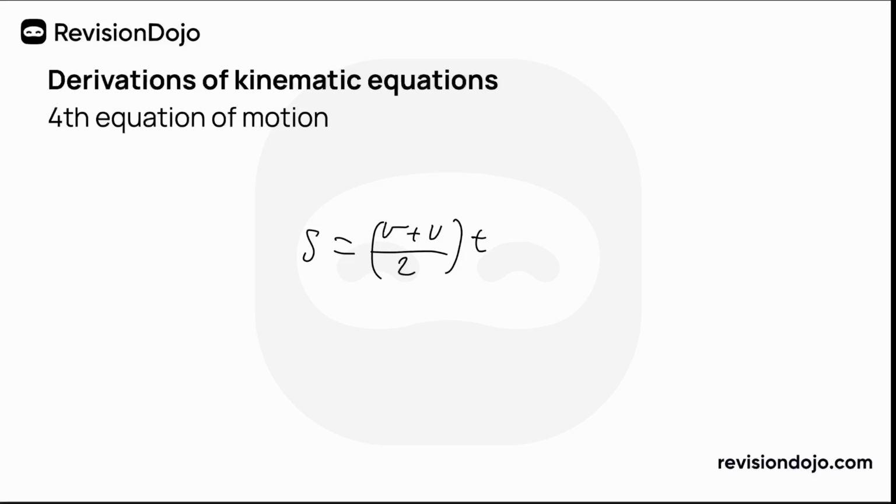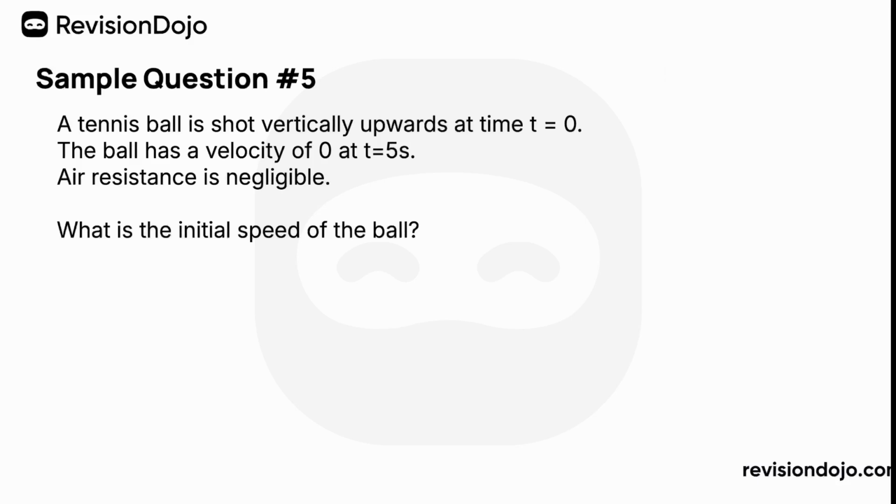Now for the fourth equation of motion, I am going to leave the task to you. Try to derive this equation. What I can tell you already is that the variable it lacks is acceleration. So you don't need acceleration, or rather, you might have to get rid of acceleration. We can, however, move on to our final sample question of this lesson. I know it's been a marathon, it's been difficult, but don't worry, we are there.